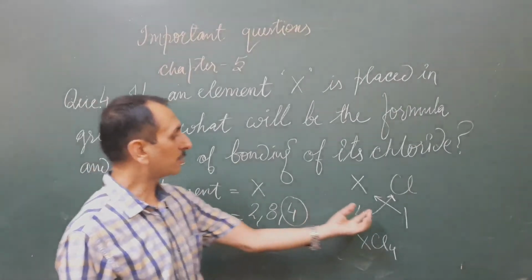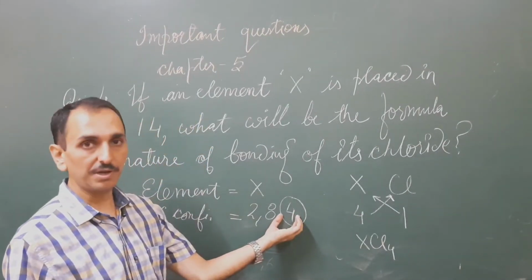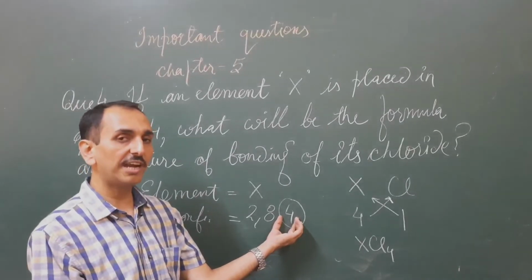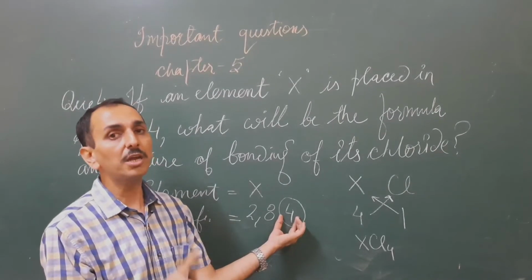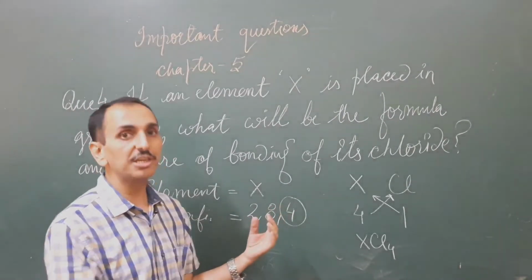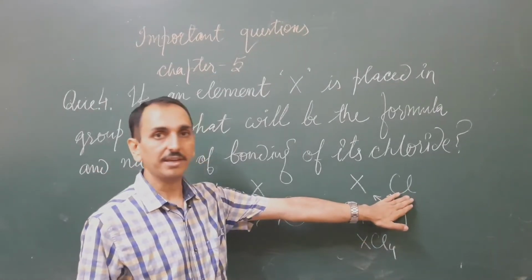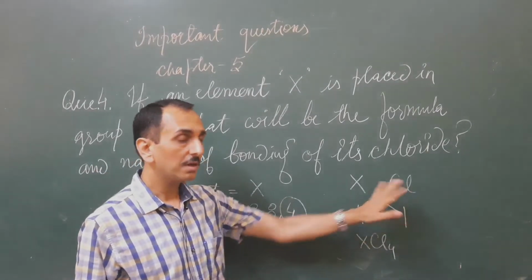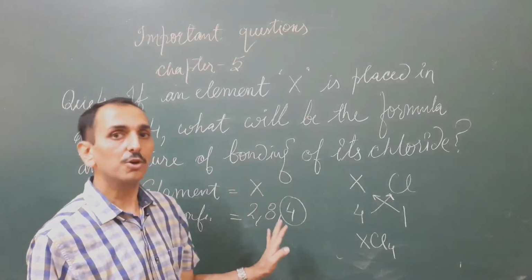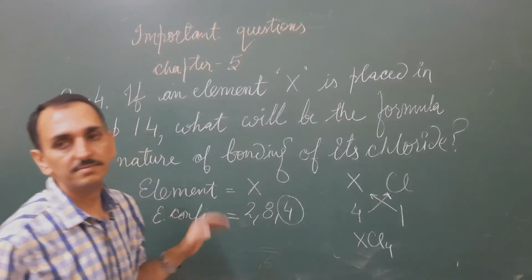So its nature of bonding will be covalent bond. Why? Because the outermost shell is half filled. It will not gain or lose electrons. That's why it will not form cation or anion. That's why it will share the electron with the chloride. That's why the nature of the bonding will be covalent bonding.